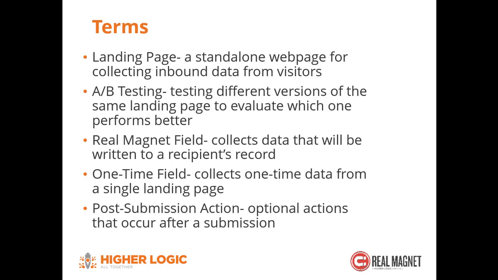Some important terms to understand for this training are a landing page, which is a standalone web page for collecting inbound data from visitors. A/B testing for landing pages is a method of testing two different versions of the same landing page to evaluate which one performs better. When we speak of a Real Magnet field, we're talking about a field that collects data that will be written to the recipient's record in the Real Magnet database. The one-time field, on the other hand, only collects one-time data from a single landing page. And finally, there's post-submission actions, which are optional actions that occur after a submission is made.